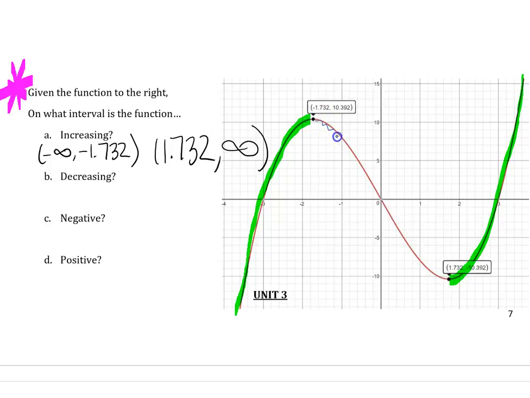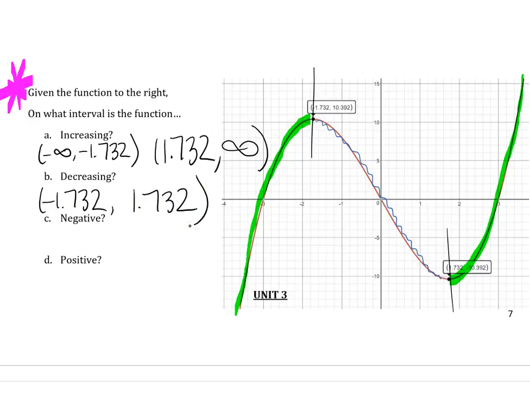Decreasing is what was going on in here. This was a decrease. So again, I only care about the x's, so from this starting point to this stopping point, I'm decreasing. So from -1.732 to +1.732, I am decreasing.